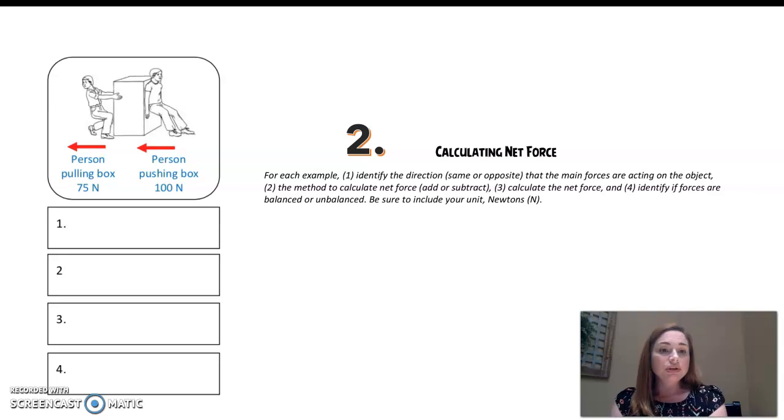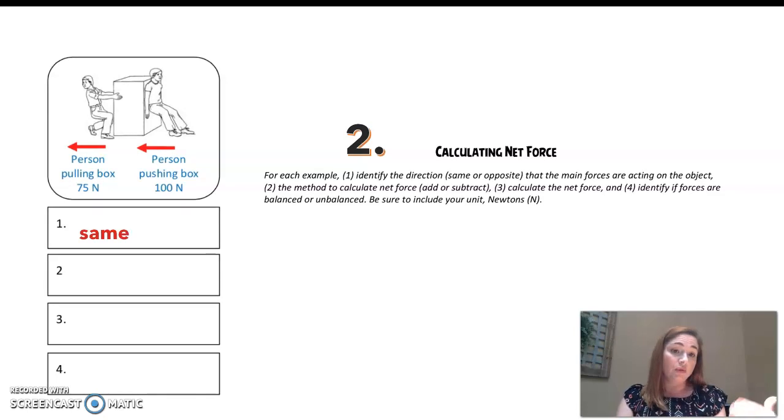Okay, number 2, we have 2 people moving a box. One person is pulling and one person is pushing. The first thing we need to decide, are those forces working together or are they opposite? When I look, they're both going in the same direction. So that means they're the same or together.